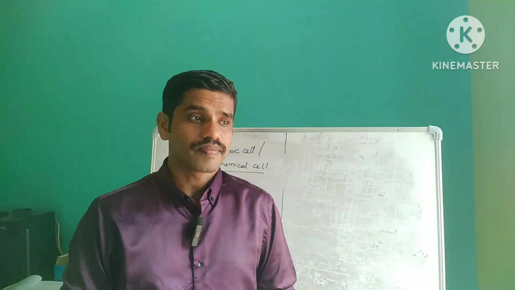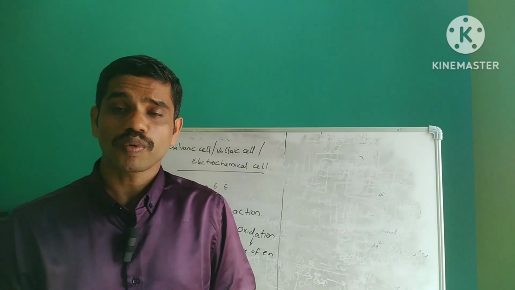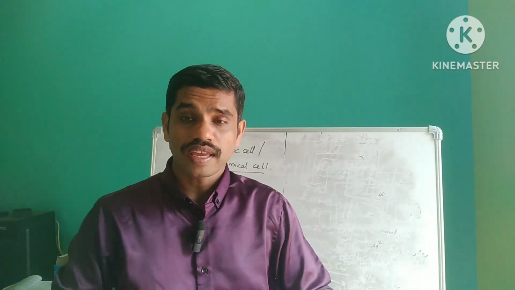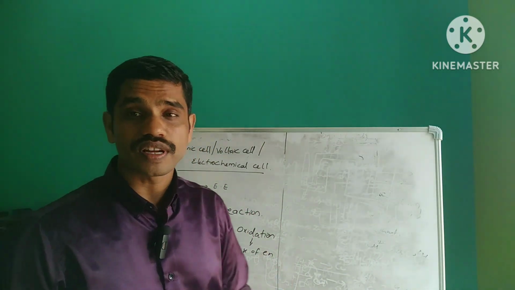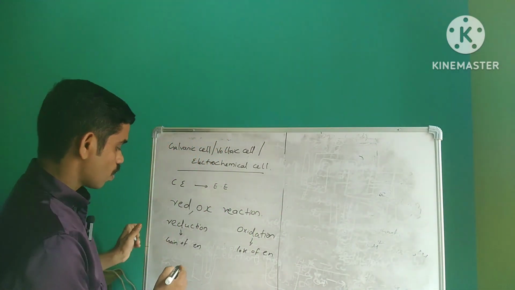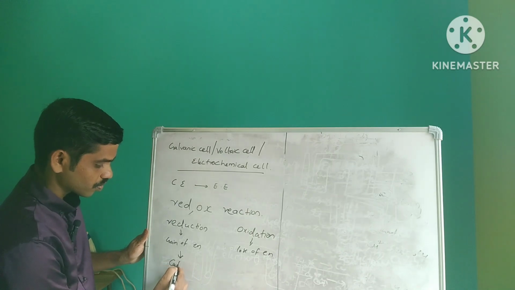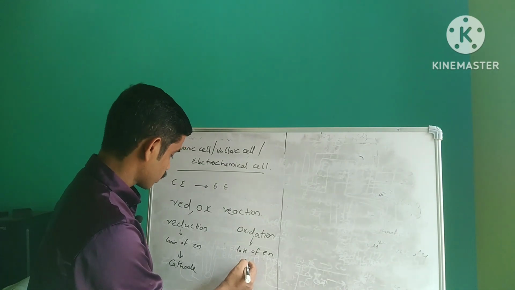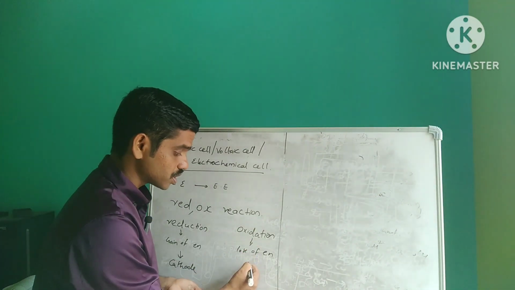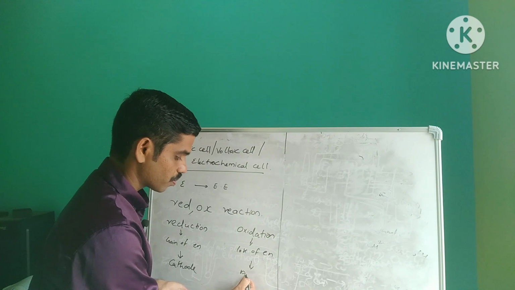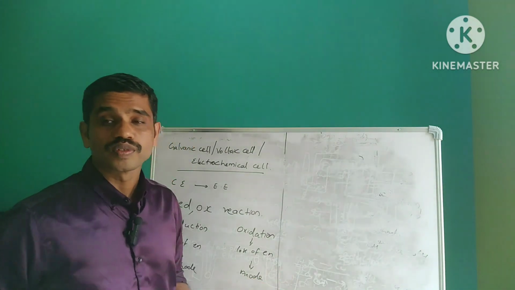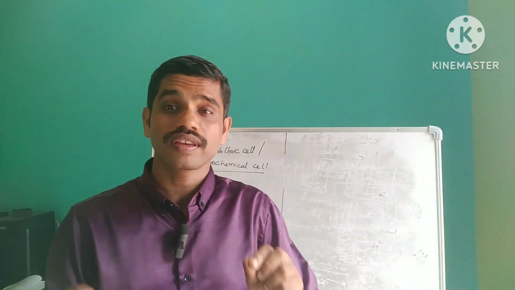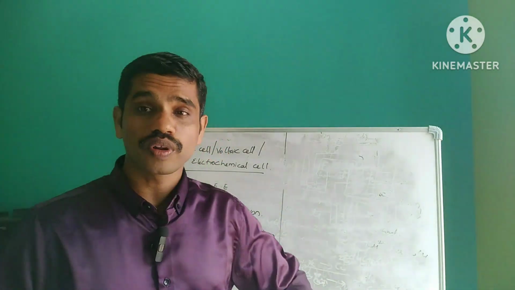Any atom that is losing electrons, that process is called oxidation, and the process in which electrons are gained is called reduction. Always reduction occurs at the cathode, and always oxidation occurs at the anode. So it's very important: reduction occurs at the cathode and oxidation occurs at the anode.